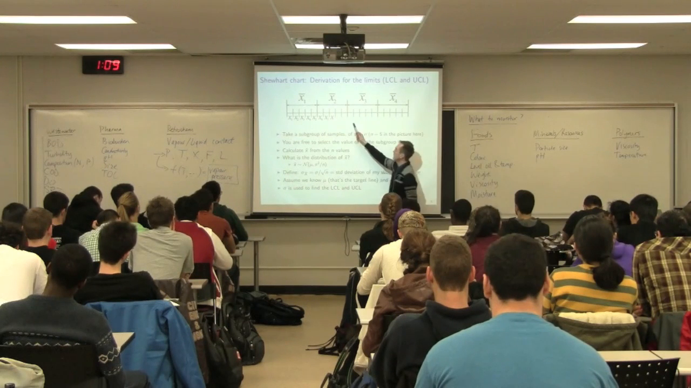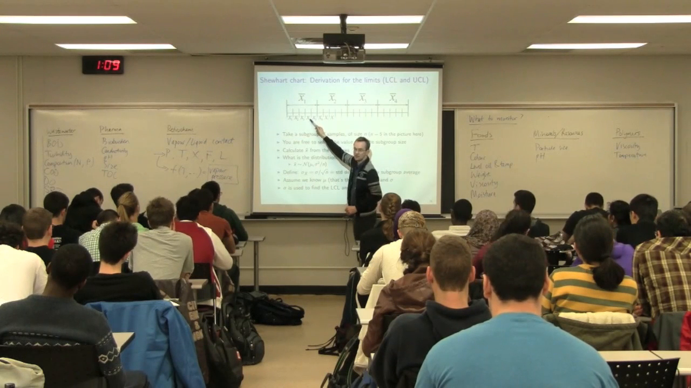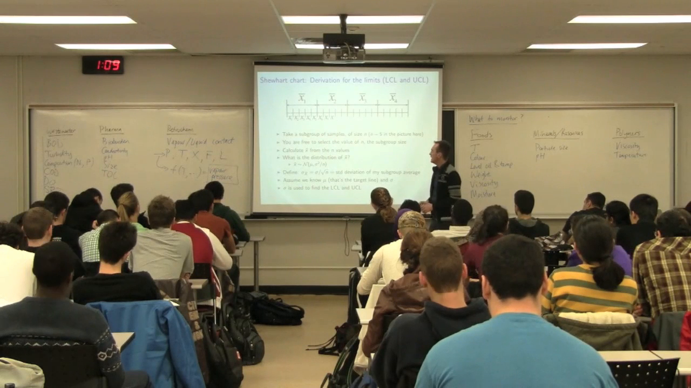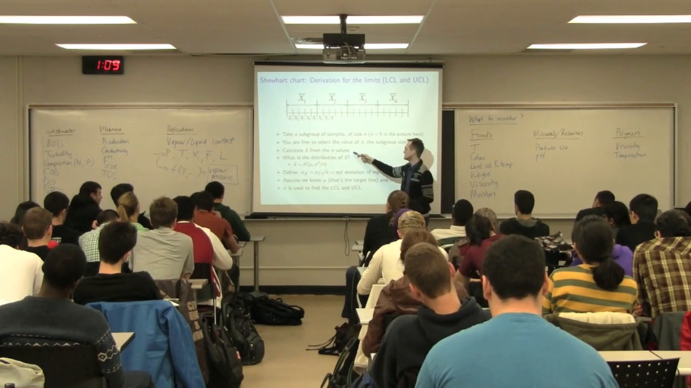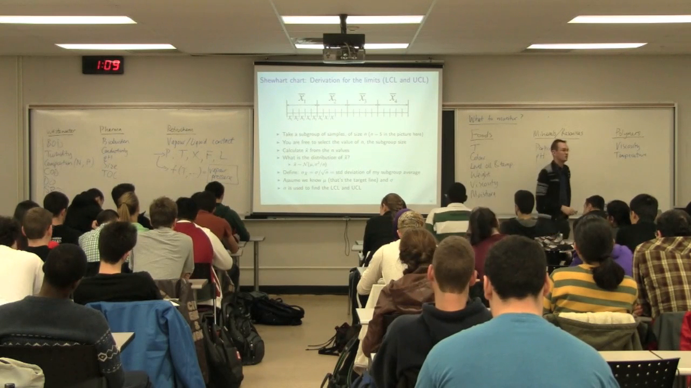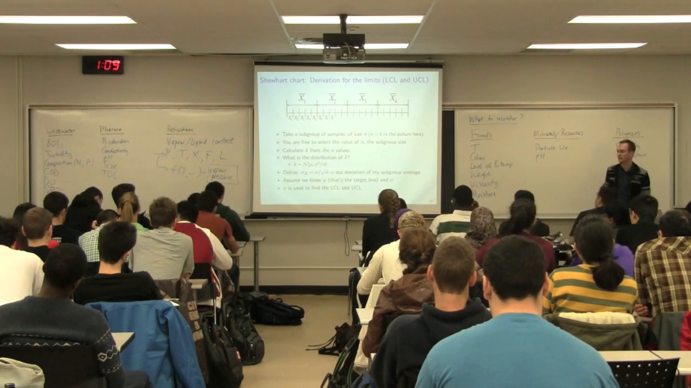These are what we're going to monitor. We're not going to monitor our raw data. We're going to monitor our x bars. X bar is the summary of these n values, it's the average of them, and it's going to be normally distributed based on the central limit theorem. We know that right now.